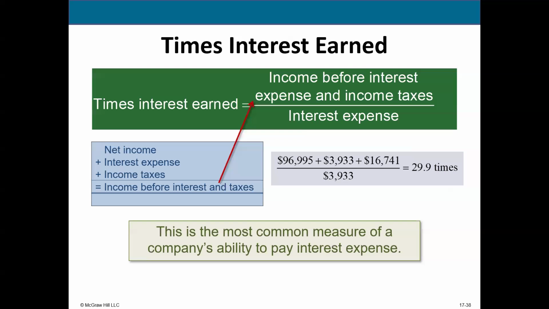To compute this, we take the income before interest expense and income taxes, which is also known as operating income, and then we divide that by interest expense, and that gives us the times interest earned. In the case of Apple, they have 29.9 times, which suggests the banks have very little risk of non-repayment. In other words, Apple's going to repay their loans, and the banks will collect the interest. No problem there.